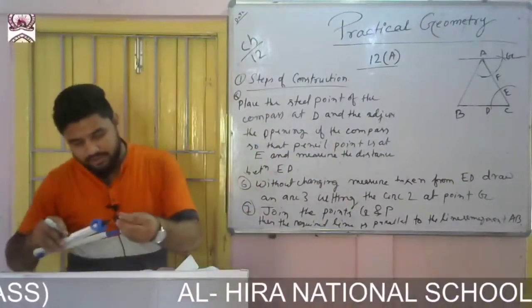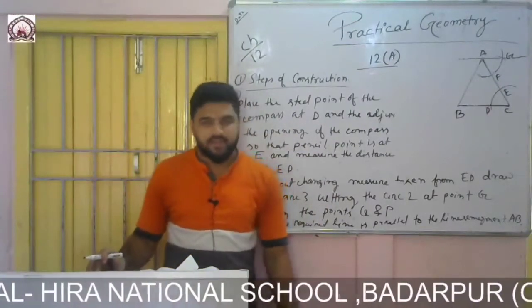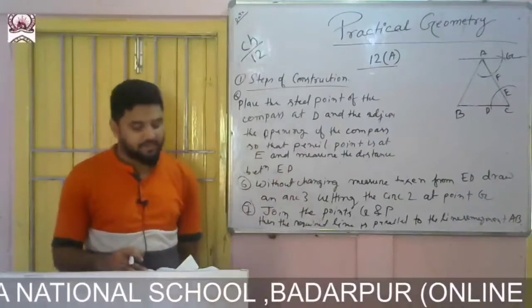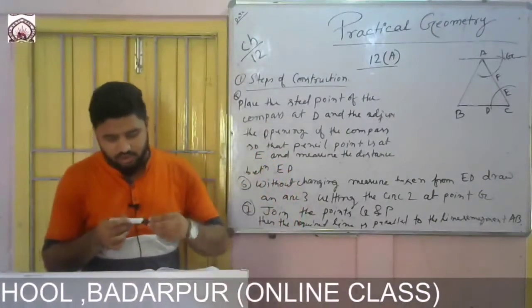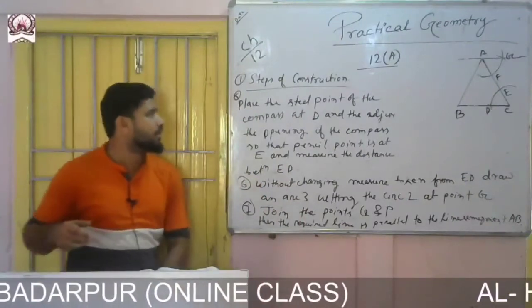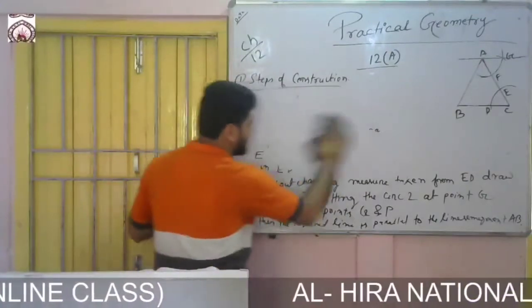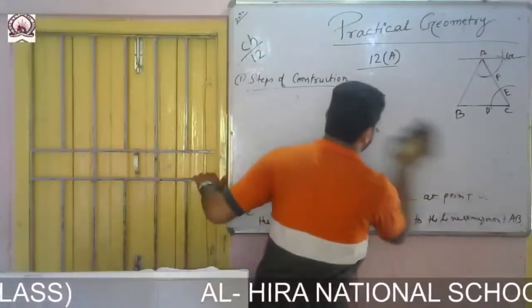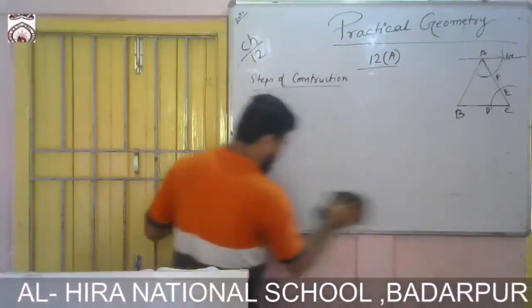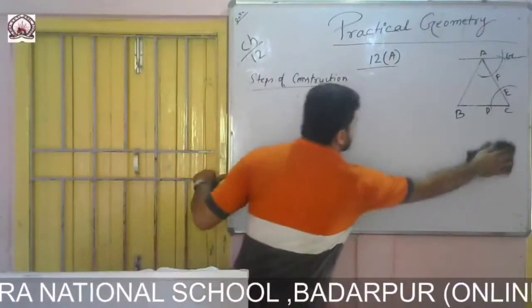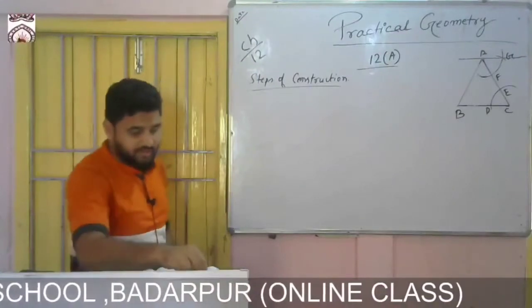This one I have said also. First you draw with your compass and needle. With the compass, pencil and ruler, you will get the same result. Now you write the steps of construction. These steps of construction are the same. So write the first steps of construction. This is question number 2.